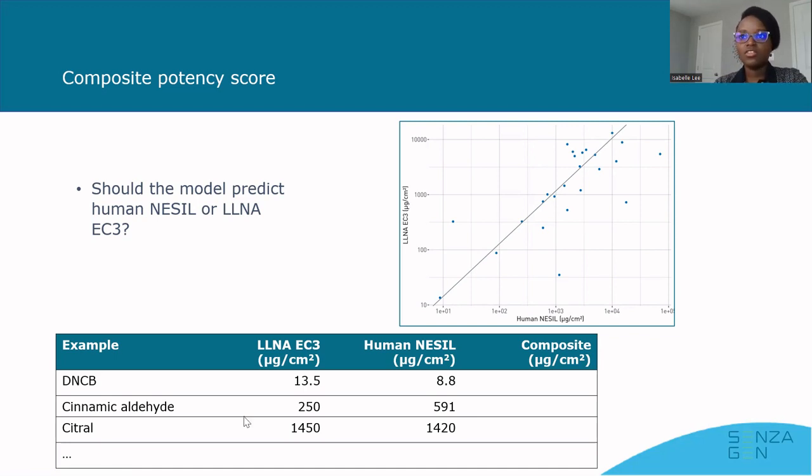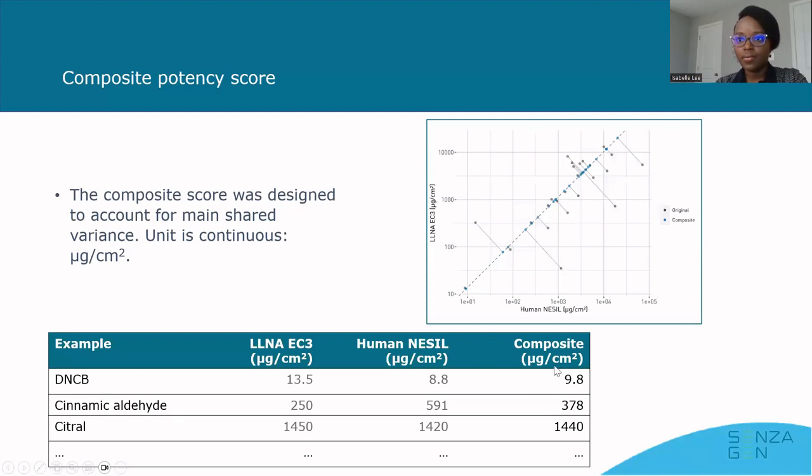And neither is perfect. They're both associated with measurement errors. So this is where this question of maybe having a composite value that takes into account the LLNA EC3 prediction and human EC3 prediction will be helpful to only get one continuous potency value with units that are useful for skin sensitization, which is micrograms per centimeter squared.